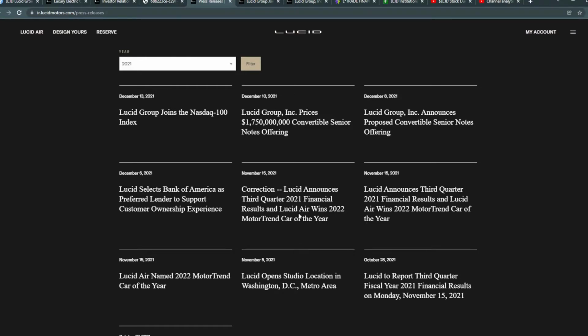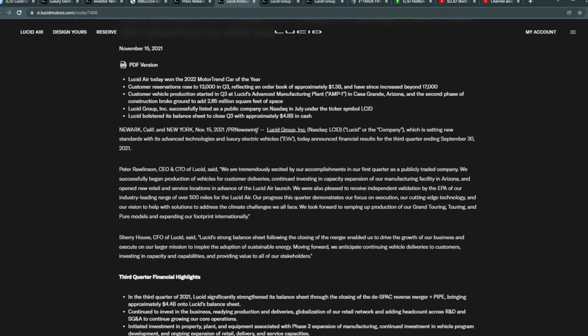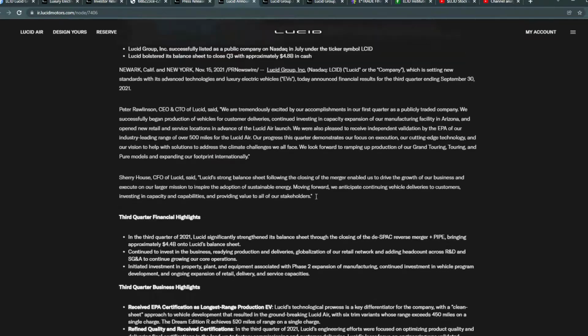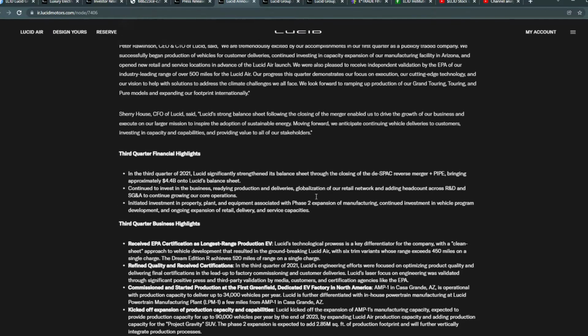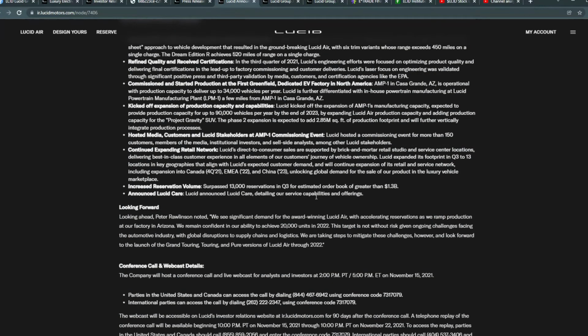They already mentioned their third quarter results right here. Announced third quarter financial results, and Lucid Air wins the 2022 Motor Trend Car of the Year. And some of their highlights include customer reservations, again, 13,000 in quarter three and going on beyond 17,000. Now, in terms of their mileage, everything looks good, as promised before, and it is currently more verified.